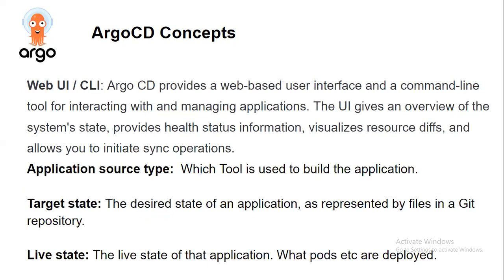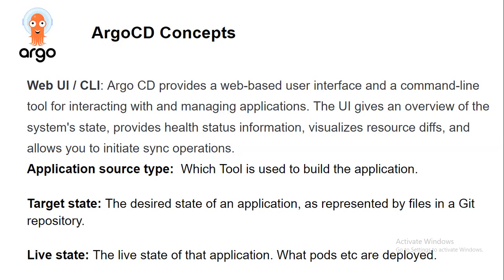The next is web UI, or you can say CLI. Argo CD provides a web-based user interface, that means UI, and a command line tool, that means CLI, for interacting with or managing applications. The UI gives an overview of the system state, provides health status information, visualizes resource differences, and allows you to initiate sync operations. That's the web UI or CLI.